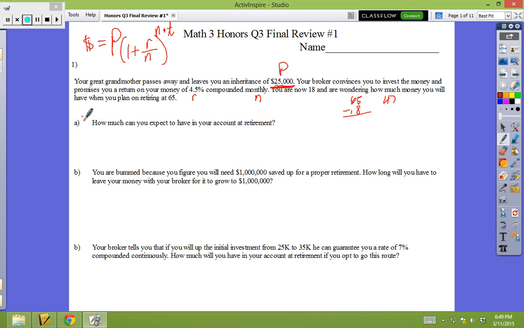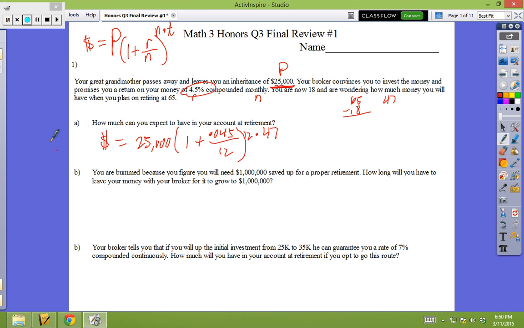Alright, so how much your A is going to be is pretty easy, just plug them all in. So the money we're going to have at retirement is equal to 25,000 multiplied by 1 plus, okay, the rate, you've got to change it to a decimal, so you need to move it over 2 times to the left, 0.045 divided by n, monthly is going to be 12, and you're going to raise this all to the 12 times 47. So now, just type that in a calculator, press enter.